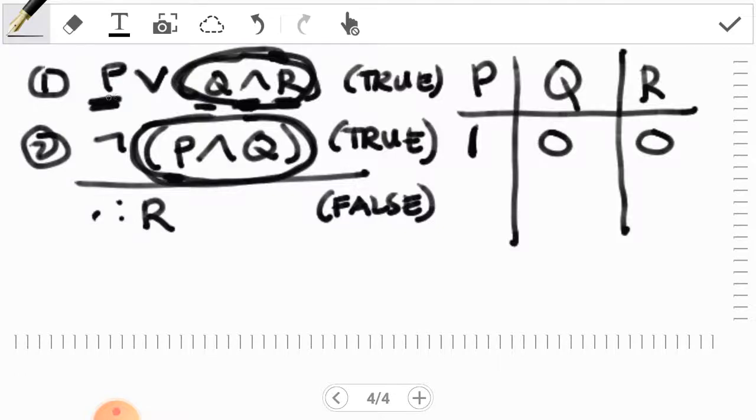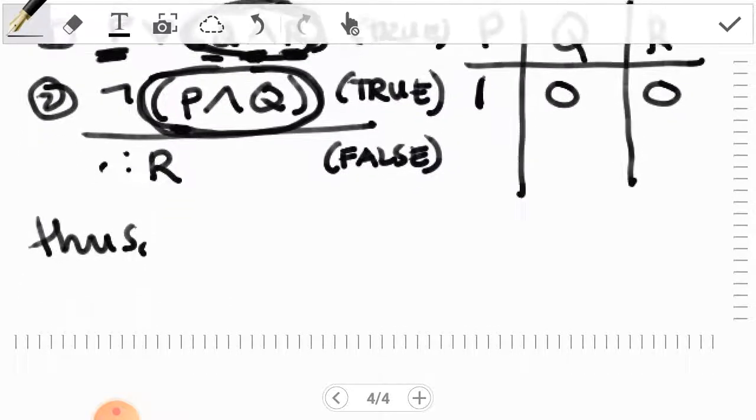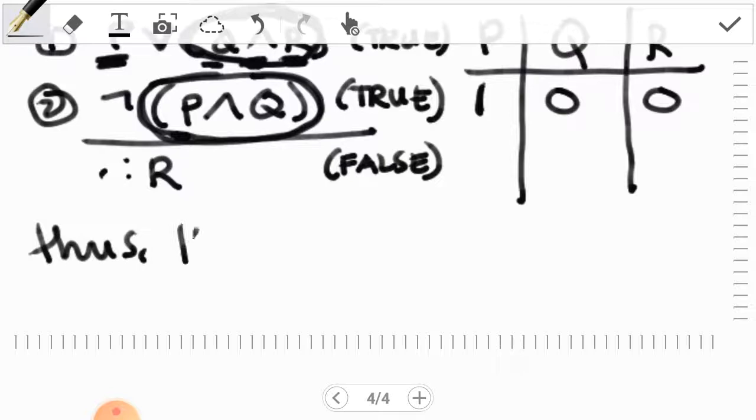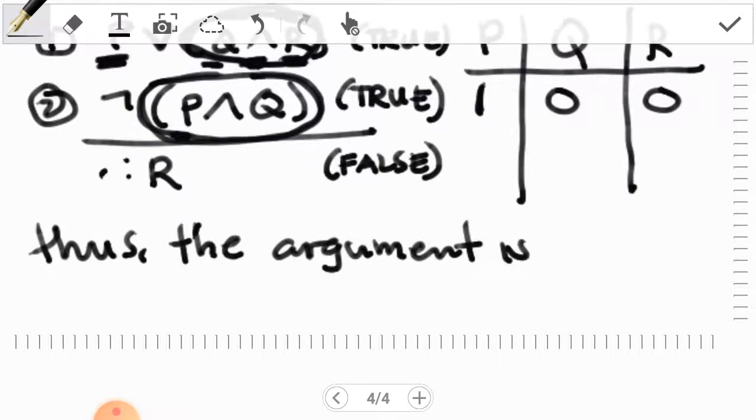For premise number 1, P is true. This is an OR, so regardless of the value of this second proposition, the first premise will be true. And of course, R is 0, R is false. Since each premise is true and the conclusion is false, our final say here will be, thus, the argument is invalid.